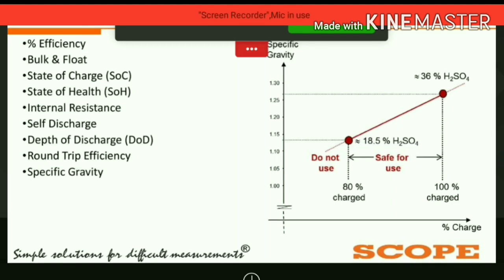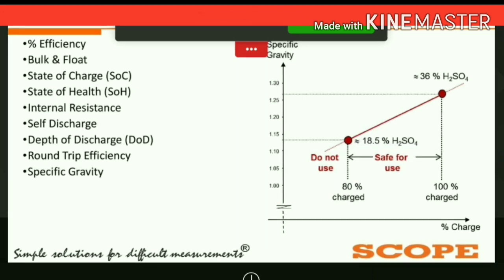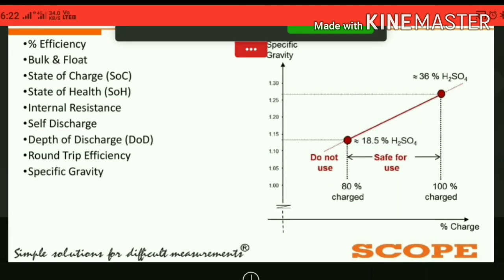Specific gravity. The definition of specific gravity is the ratio of the weight of the electrolyte to the weight of an equal amount of water. That is defined as the specific gravity.